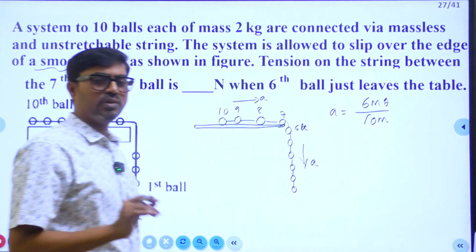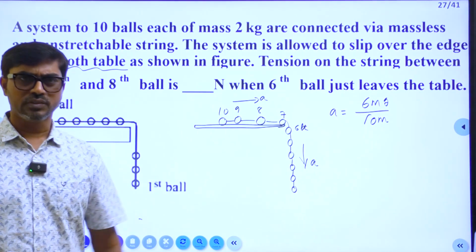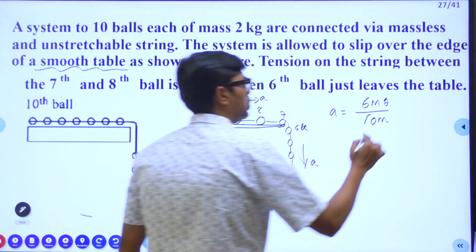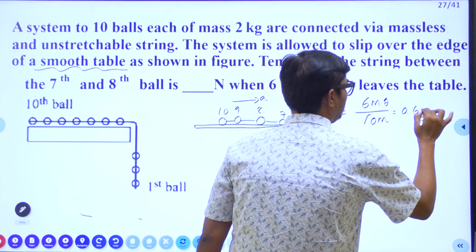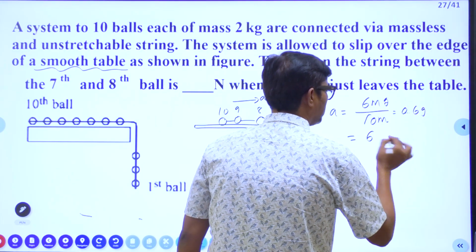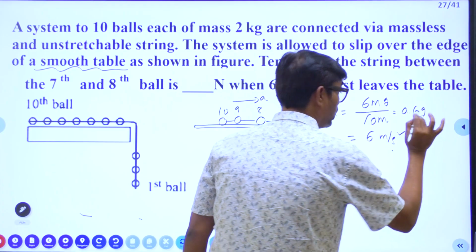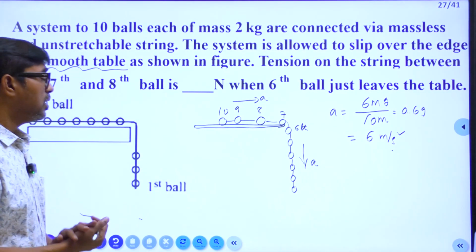This works pretty well when the magnitude of acceleration is the same for all the connected bodies. So you will get 0.6g, meaning I'll take g as 10, you will get 6 meter per second squared. That's the acceleration, you have it. Okay, I got the acceleration.